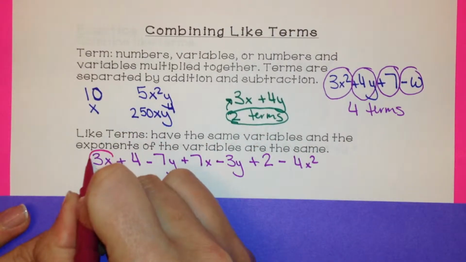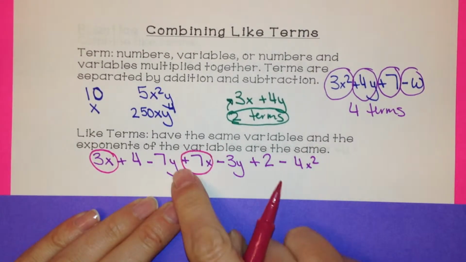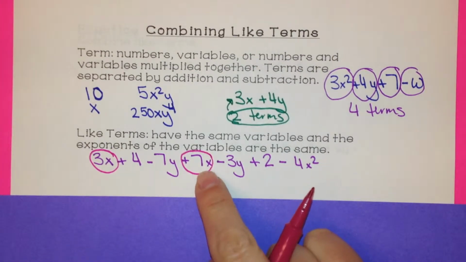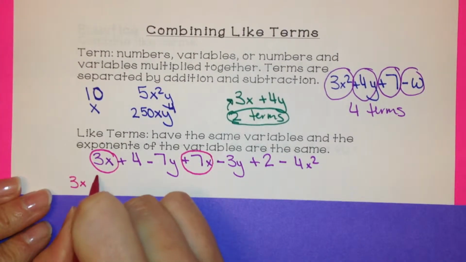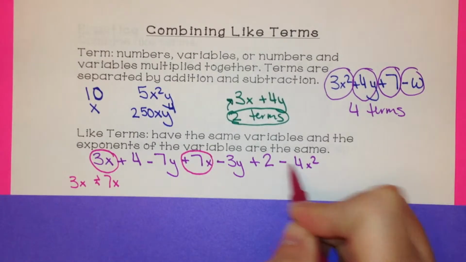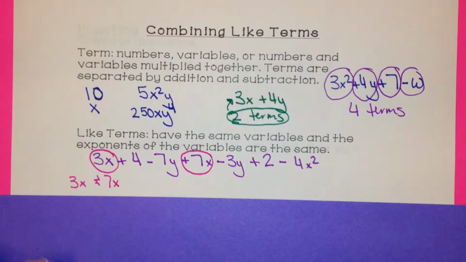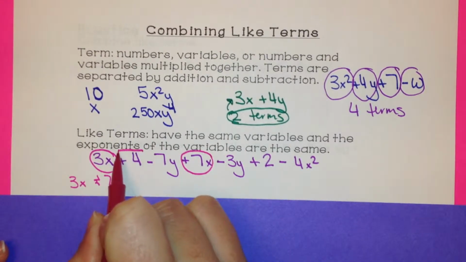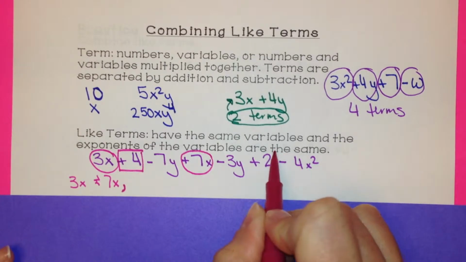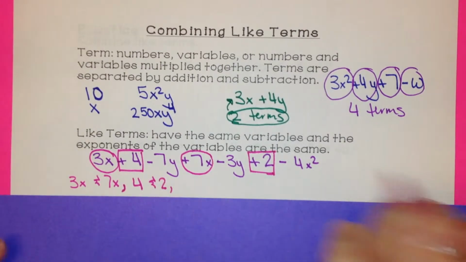Okay, so here's a 3x and here's this plus 7x. I have to look at the operation that's in front of it so I know this 7x is positive. So 3x and 7x are like terms. This minus 4x squared, because the x is squared, it's not considered a like term over here. Okay, so I'm going to find some more like terms. Here we have a 4, plus 4 means it's positive, and a 2. Again, plus 2 means it's positive. So 4 and 2 are considered like terms. They don't have any variables.